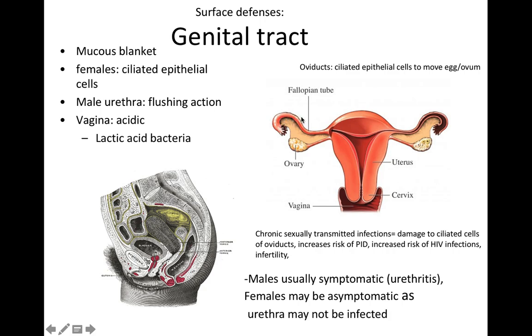We have ciliated epithelial cells in the fallopian tubes or the oviducts. Not only is this part of our defenses, but these ciliated cells are really important to help move the egg, the ovum rather. Approximately once a month, a mature woman would release a single egg or ovum from the ovaries.